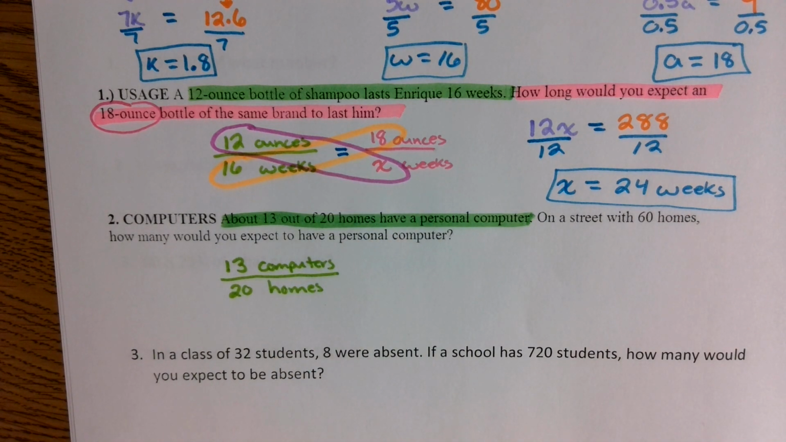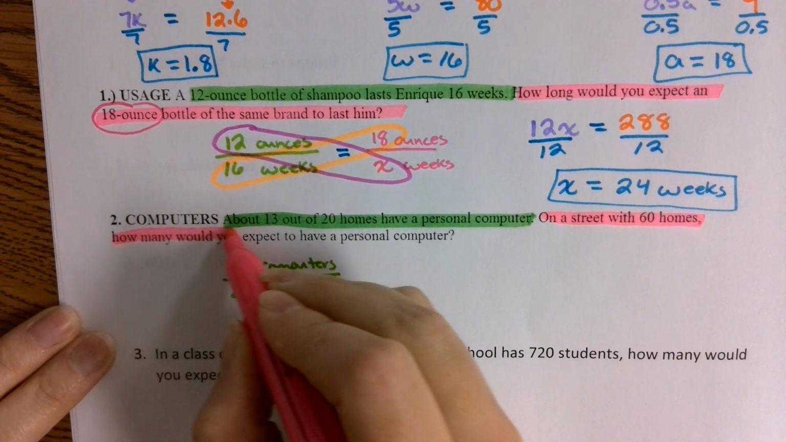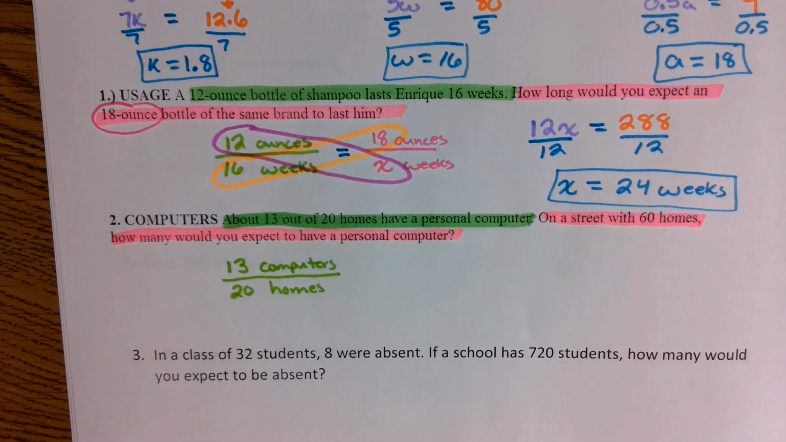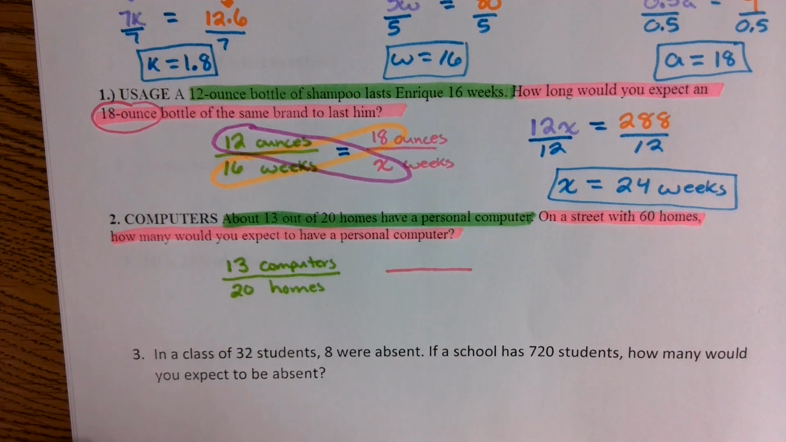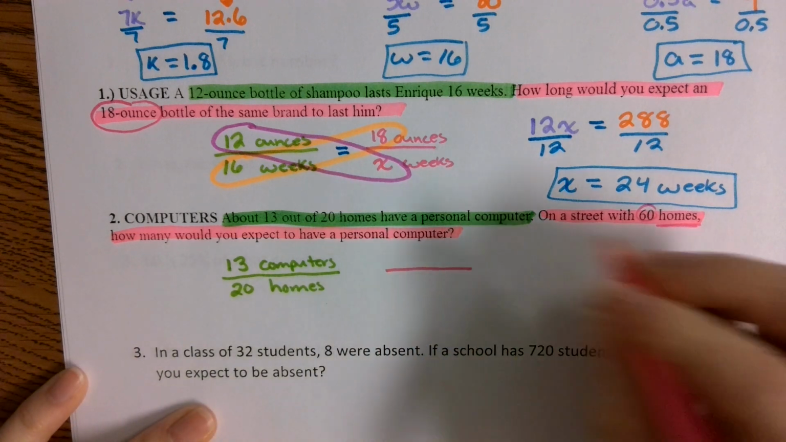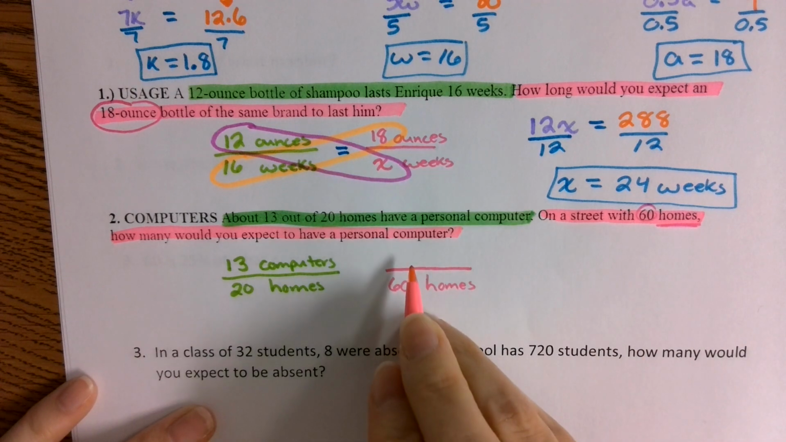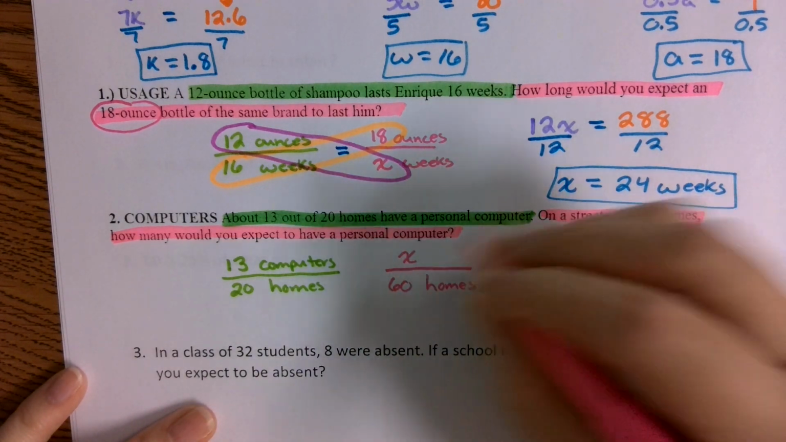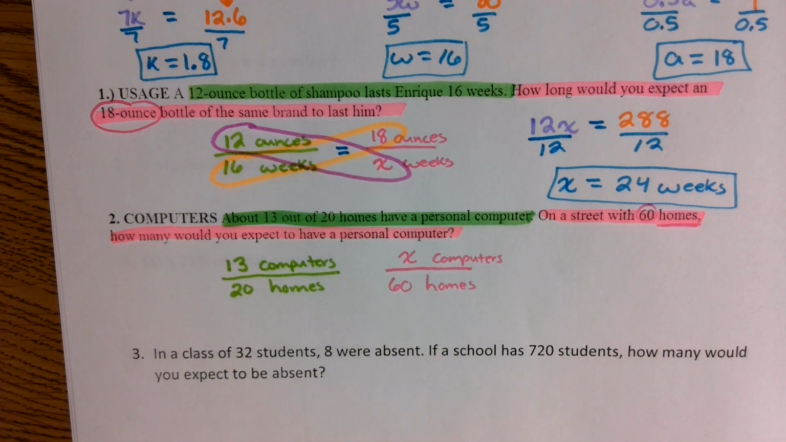Okay, so now I have to create my second ratio based off of this information. On a street with 60 homes, how many are going to have a computer? So where is the value 60 going to go? Is it going to go on the top or on the bottom? The bottom, right? It's homes, right? 60 homes. Homes was on the bottom, so we're going to put 60 on the bottom as well. 60 homes. And that means that what goes on top is going to be our variable, X. We don't know how many computers out of those 60 homes happen to be there.